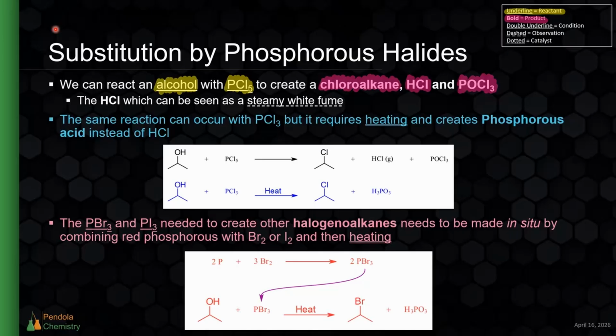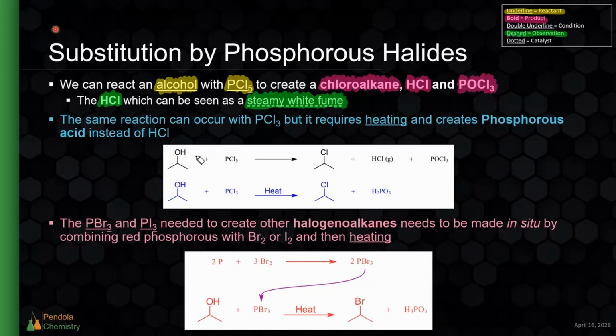We have to remember that some of these reactions do have very specific observations that we can see, and we usually show those observations as a dashed line. And the observation, anytime we make HCl, really, anytime we have HCl being created, is that we're going to get steamy white fumes. Steamy white fumes is the descriptor that we use for hydrogen chloride gas. So when this reaction happens, we get the creation of HCl gas, and that HCl gas can be seen as an observation of a steamy white fume.